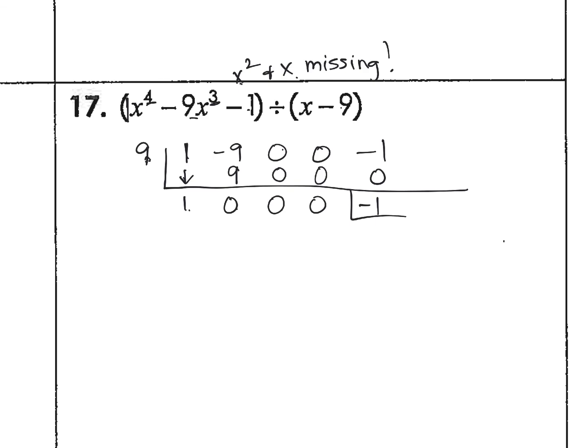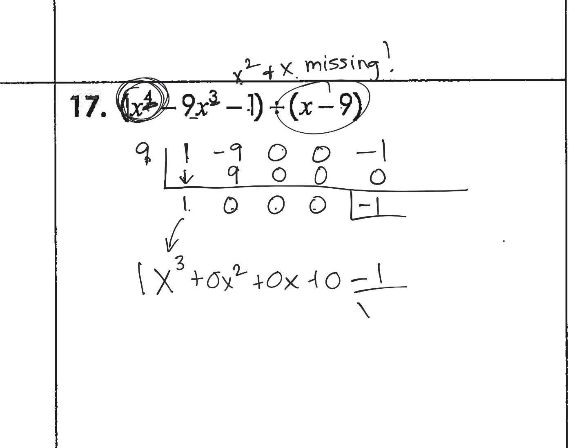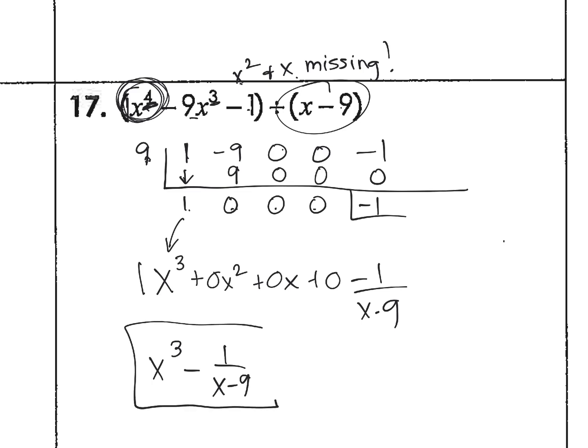So now what? Well, this guy started as x to the fourth, didn't he? So this guy's going to start as 1x to the third, one power down. And then we have 0, 0, and 0. So we have 0x squared, 0x plus 0, and then minus 1 over this guy, x minus 9. We don't leave all those zeros in though, so our final answer is just going to be x cubed minus 1 over x minus 9. And drop those 0 terms out, okay?